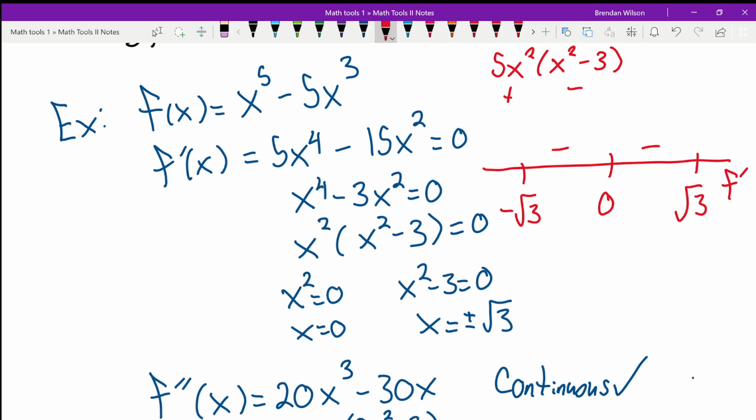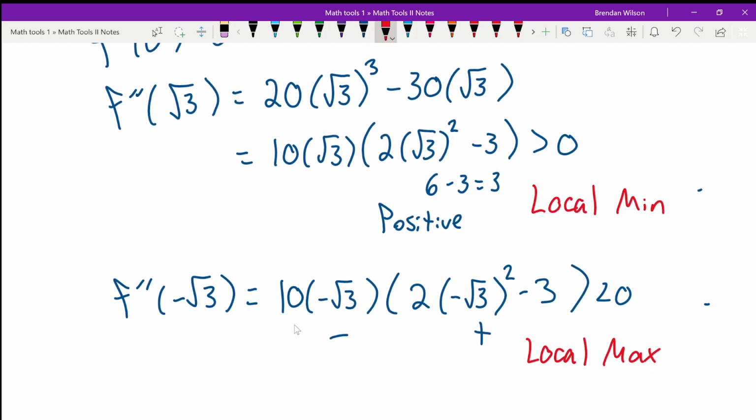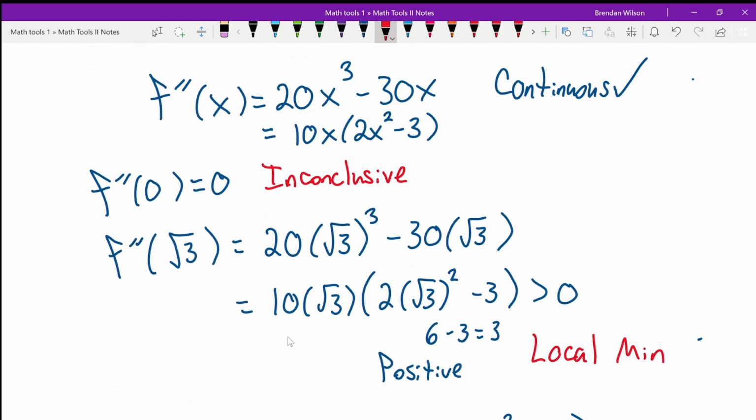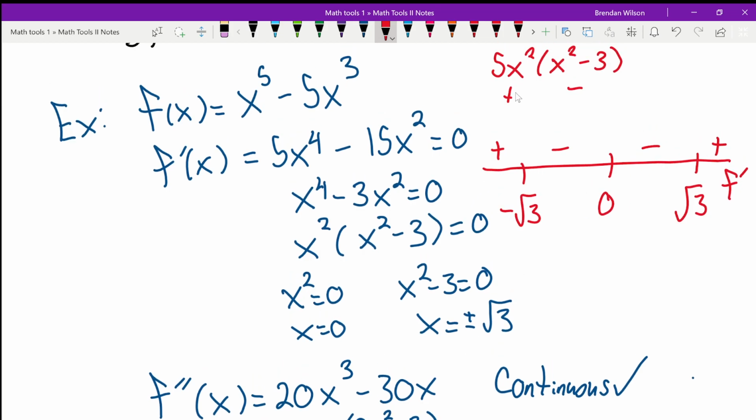Okay. So this means that there's no max or min at 0. And if you kept going, you should find that this has a plus and this has a plus, and that also tells us that we have the local max and the local min. So anyway, we try to do the second derivative test if we can, and then if it's inconclusive, then we have to go back to the first derivative test.